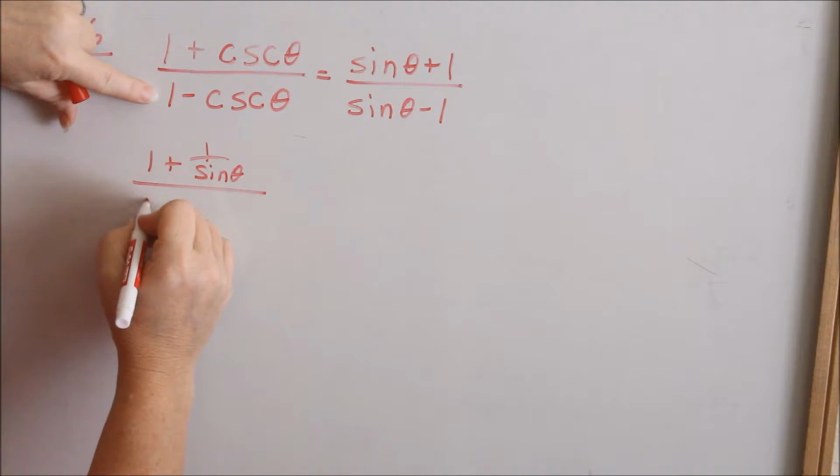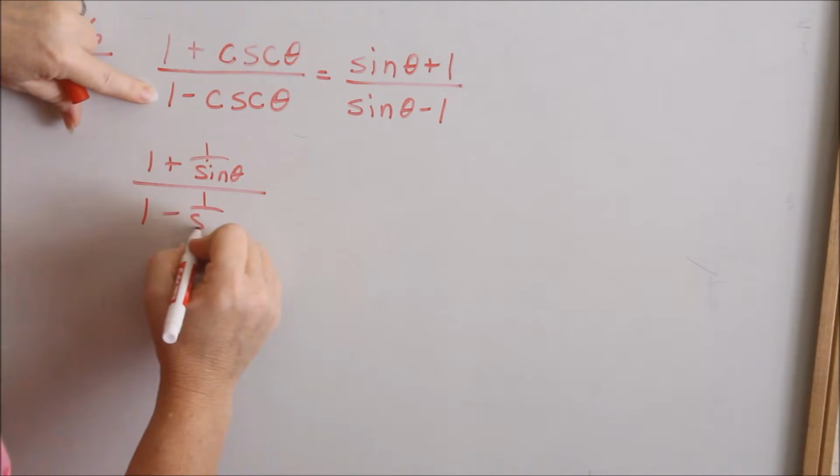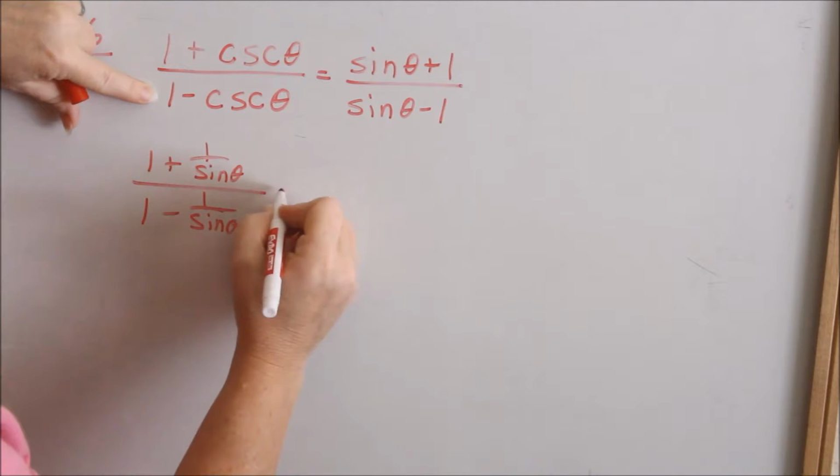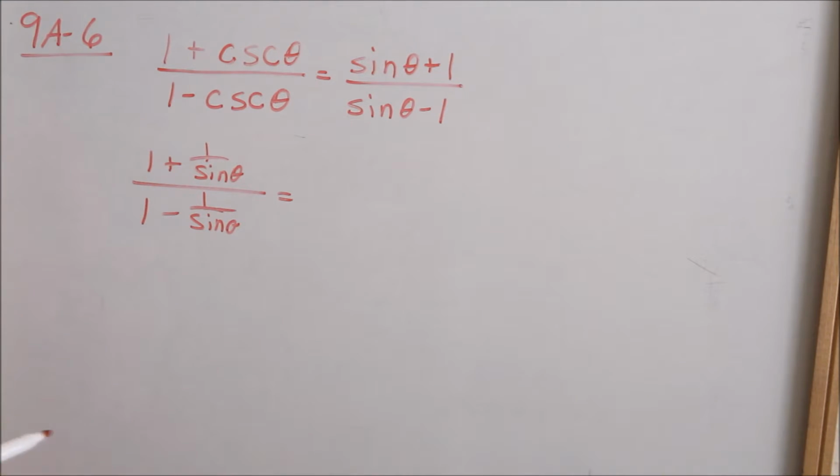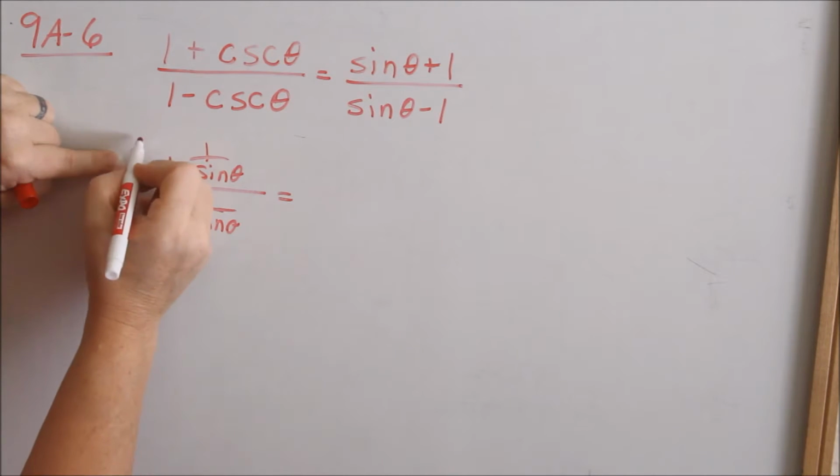Now doing the bottom, 1 minus cosecant is 1 over sine. My right side is already in sine, so I'm not going to change it for right now. I'm just going to work with my left side and see what happens. This is like saying 1 over 1.